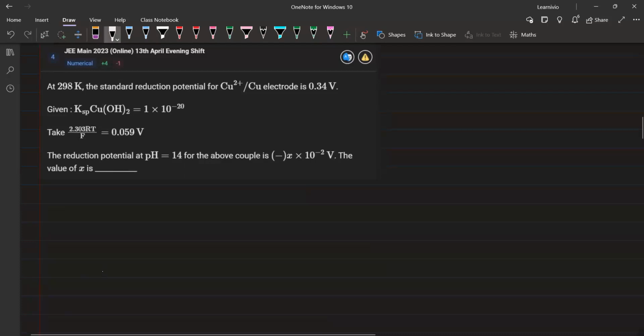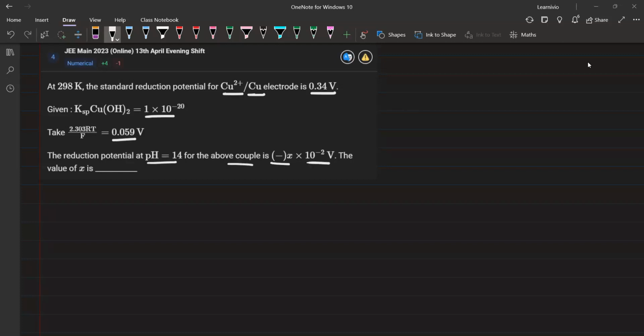At 298 Kelvin, the standard reduction potential of copper 2 plus to copper electrode is 0.34 volts. Given the KSP of copper hydroxide is 10 to the power minus 20. Take 2.303 RT upon F as 0.059. The reduction potential at pH 14 for the above couple is minus X into 10 to the power minus 2.